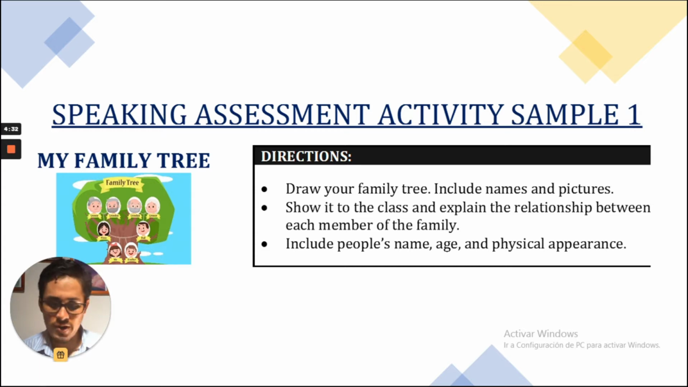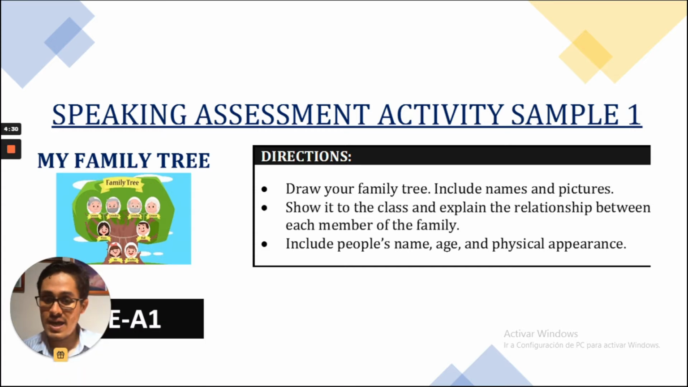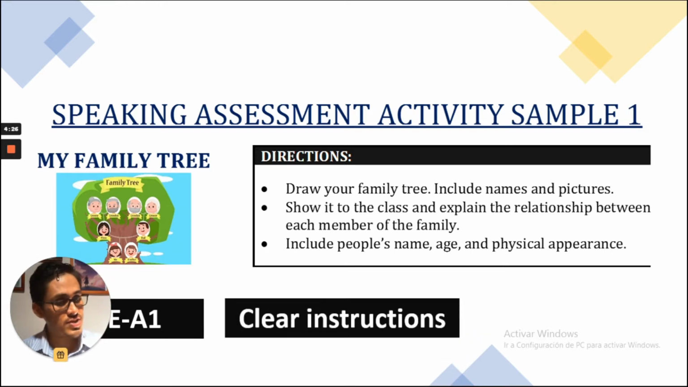In this activity, we have a short pictures and directions, but let's consider what level this activity is suitable for. This activity will align for a pre-A1 level, and if we pay attention to the instructions, are they clear? You could tell students, okay students, make a family tree and present it tomorrow to the class.